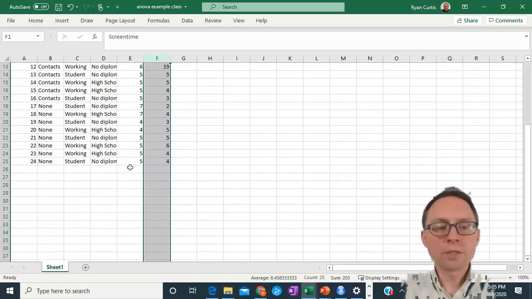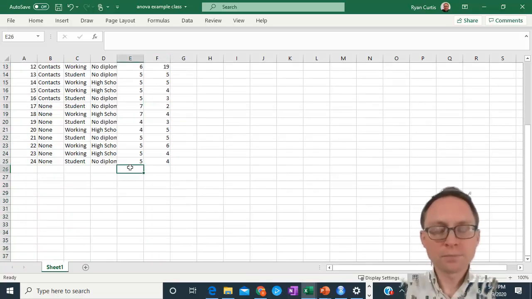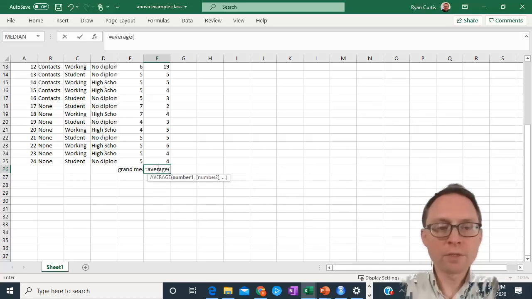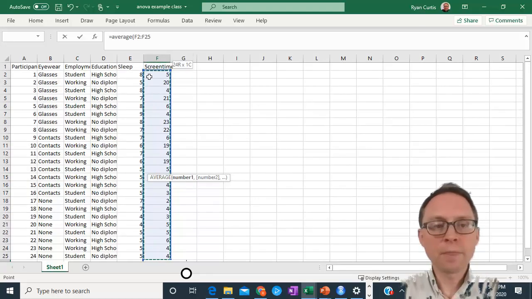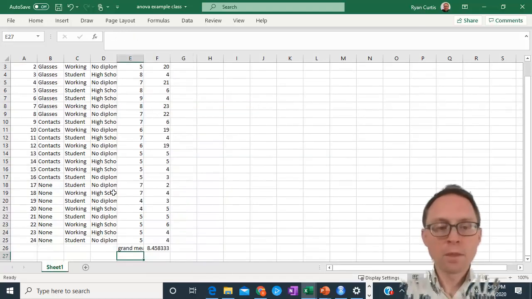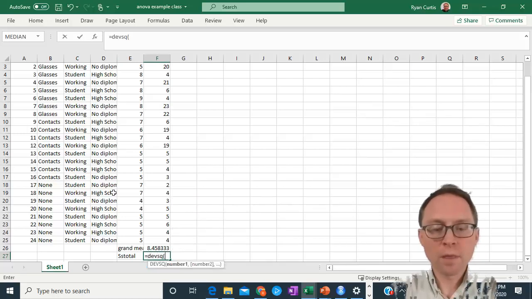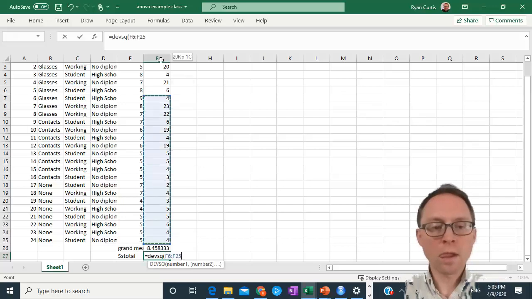a few things. Number one, let's get the grand mean down here. So let's get the grand mean, which is going to be the average of everybody. Okay, average of all the screen time. And then I also want the sum of squares, which is the total. Sum of squares total is going to be the deviation squared of all of these, right?